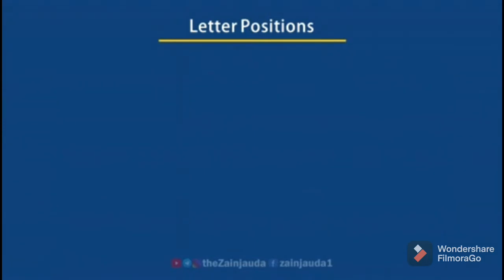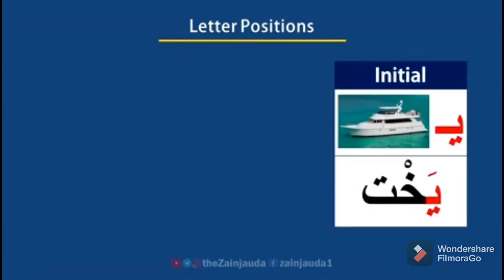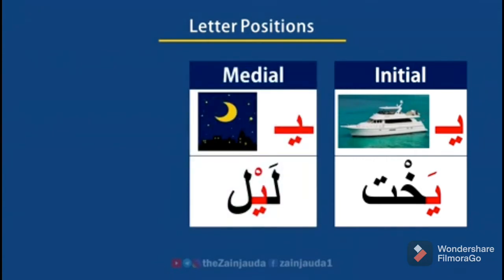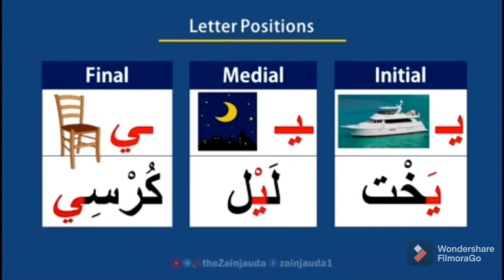As far as the positions of ya, we have in the initial position, yacht. In the medial, layl. And a final ya in kursi. Please notice here the difference in the three positions of ya. In the initial and medial, it has almost the same shape, but in the final one it differs and has the default shape of the letter ya when it comes in isolation.